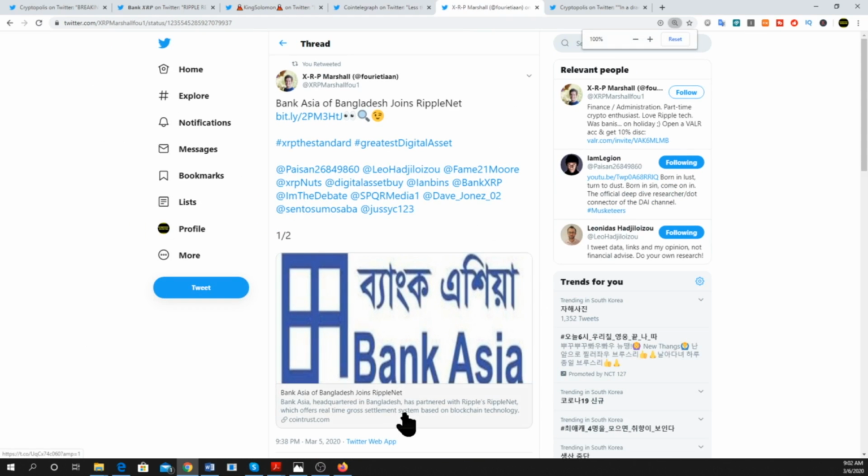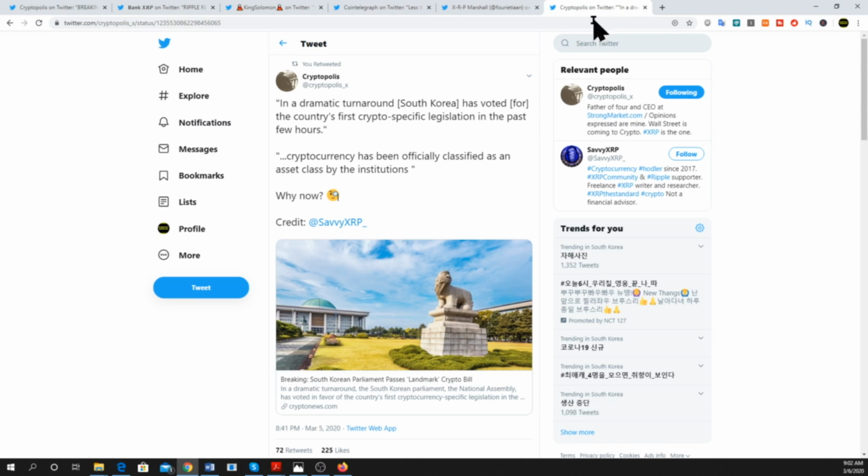And this is the next one from XRP Marshall, showing you that Bank Asia of Bangladesh is joining RippleNet. So that's also another bank from Asia. Now South Korea, you can see that cryptocurrency has officially been classified as an asset class by the institutions. For the institutions, it is happening. Last time when the pump happened, if you were here, you would have understood that there was a lot of volume coming in from South Korea, and there was the crackdown from the government. It all went down. Now they're getting a green light from the government, so that's kind of good news there.